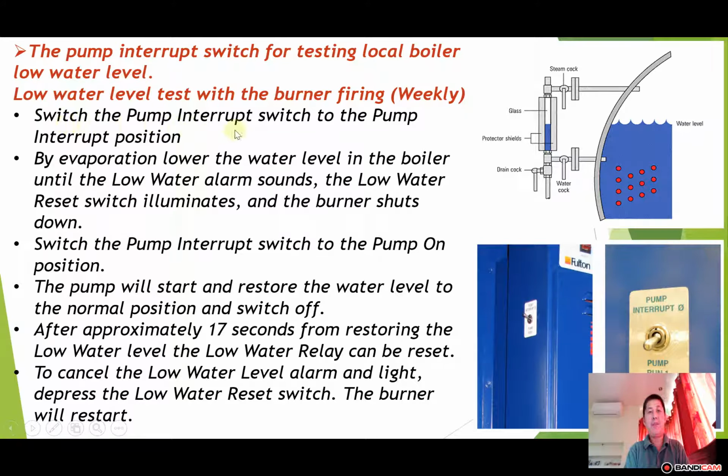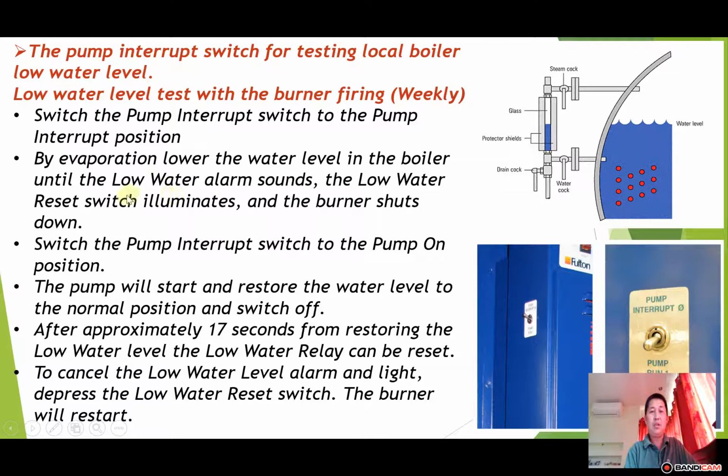First, switch the pump interrupt switch to the pump interrupt position. So this switch you have to put in the interrupt position. By evaporation, meaning you continuously fire your boiler to evaporate or generate steam, lower the water level in the boiler until the low water alarm sounds.